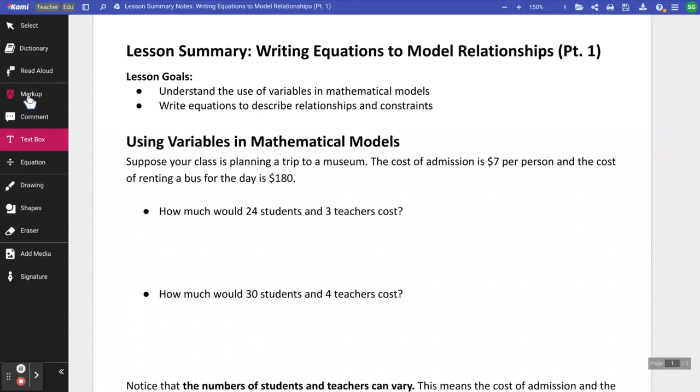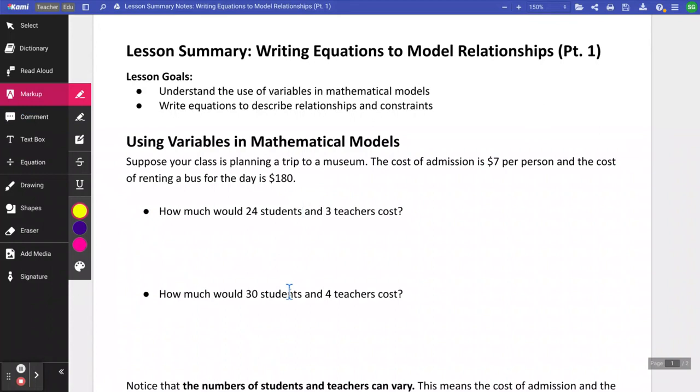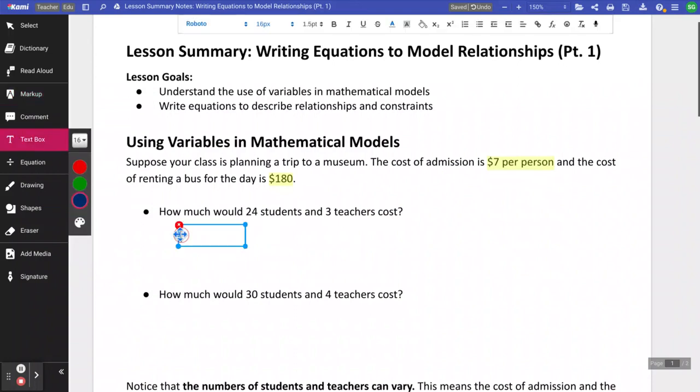All right. So the important information in this situation that's going to help us calculate these two things is that we know it costs $7 per person. And we know that you're going to have to pay for a bus, and that bus is $180. Now notice up here it's using that language $7 per person. So when I get to the question 24 students and 3 teachers, there's not separate costs for students and teachers. Everyone is a person. So you could think of it as those 24 students would each cost $7. So I would need to multiply 24 by 7 to find the total cost of the students. And those 3 teachers would also cost $7 each.